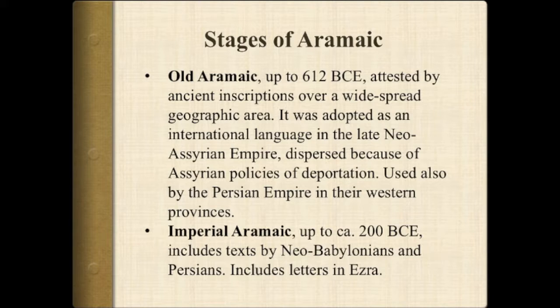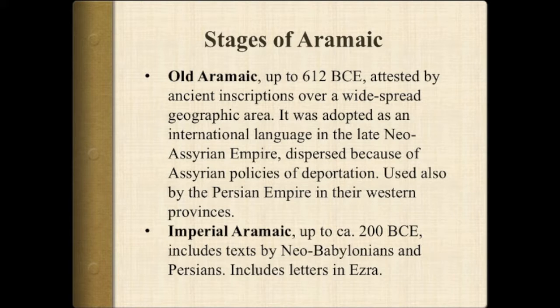The various stages that we can see of Aramaic include Old Aramaic. This is from the earliest attested inscriptions up to about 612 BCE. I think the earliest inscriptions we have are about 9th century BCE. And Old Aramaic was adopted as an international language in the late Neo-Assyrian Empire and became dispersed throughout the Middle East because of the Assyrian policies of deportation. It was used also by the Persian Empire in their western provinces.